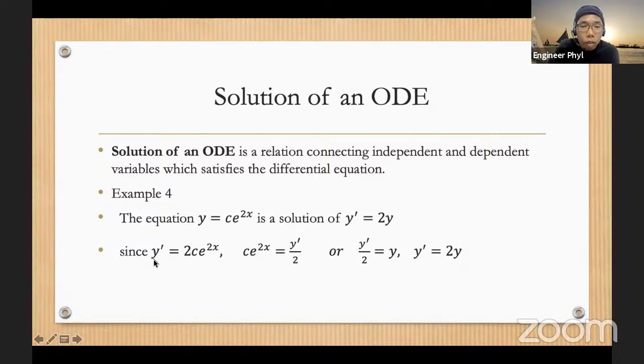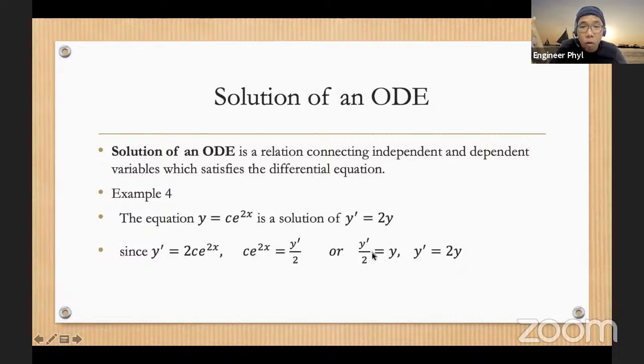Now, dividing both sides of the equation by 2 will result in this equation. We'll have y prime over 2, and we're able to eliminate 2 on the right side of the equation. So we have c times e raised to 2x. Now, since in the original equation we have y equals c e raised to 2x, we can plug in here. We can replace c e raised to 2x by y. That's why we have this equation.